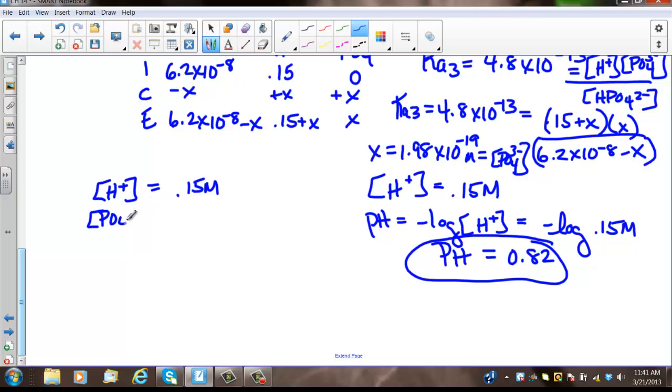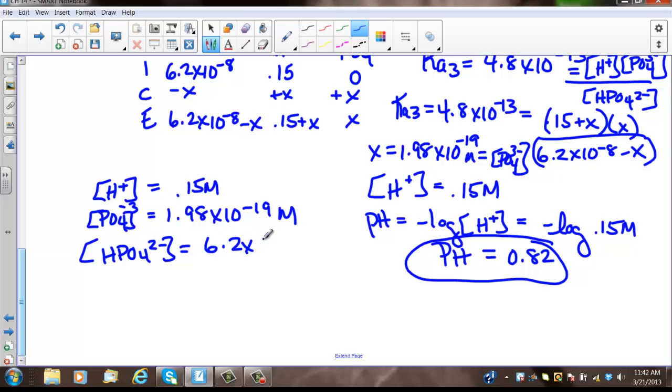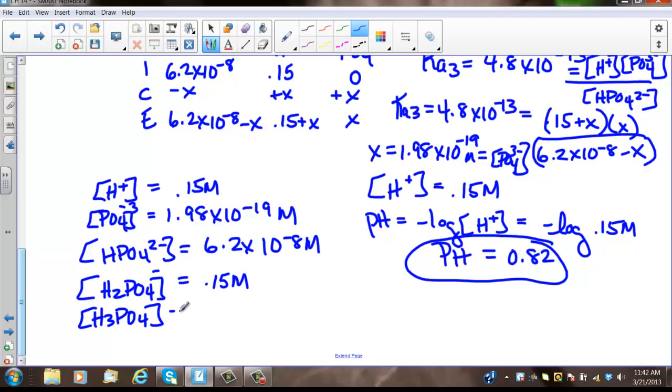My PO4 3 minus we just calculated as 1.98 times 10 to the negative 19th molar, and my HPO4 2 minus is equal to 6.2 times 10 to the negative 8th molar, and my H2PO4 minus is equal to, as we calculated in step 1, 0.15 molar, and my H3PO4 is equal to 3 minus X, which is going to be equal to 2.85 molar. So those are all the concentrations.